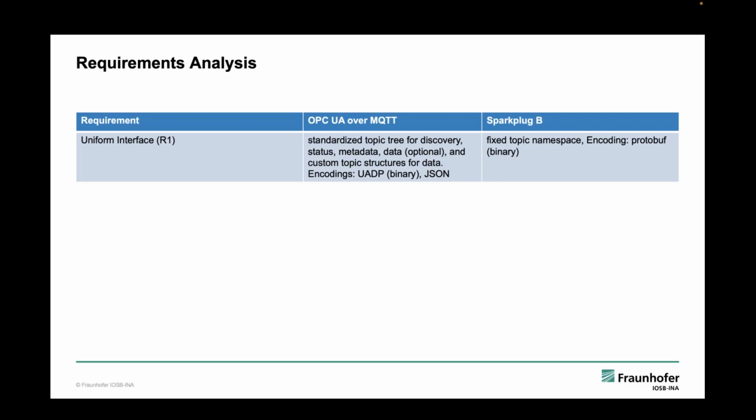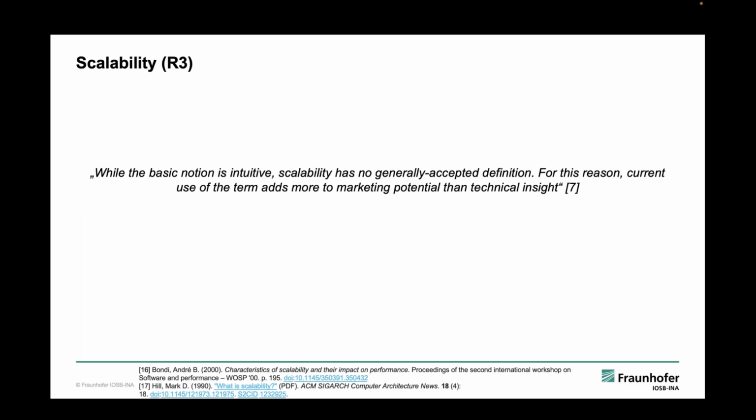OPC UA over MQTT standardizes the topic tree, especially for discovery, status, metadata, and data, which is optional. So you can also have custom topic structures for your data. We have a UADP binary encoding and a human readable JSON encoding in OPC UA. In Sparkplug B, we have a fixed topic namespace and we have protobuf as a binary encoding. Standardized semantic information models: we have over 153 companion specs in OPC UA and no standardized semantic information model in Sparkplug B. And now the third requirement, scalability.